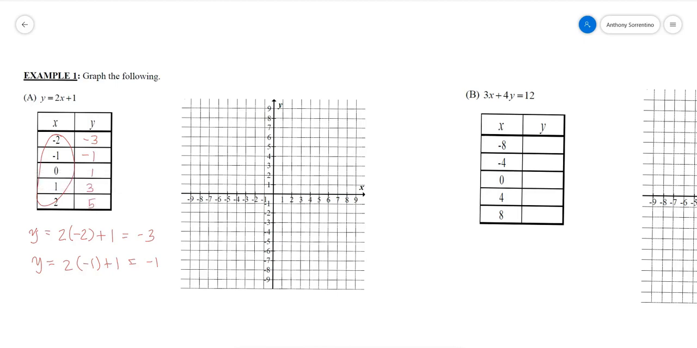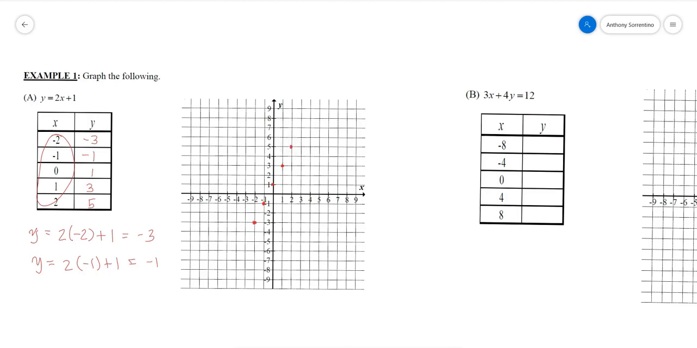From this information, I have enough to plot these points. So -2, -3 would be here. -1, -1 would be here. 0, 1 would be here. 1, 3 would be here. And 2, 5 would be here.